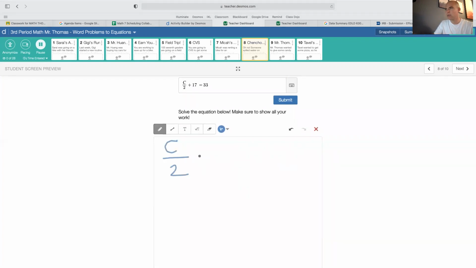C over 2 plus 17 equals 33. So I see my variables being divided by 2. That means I'm going to need to multiply by 2 to solve. And I see 17 is being added to it. So I'm going to start by subtracting 17 from both sides. And I get C divided by 2 equals 16.